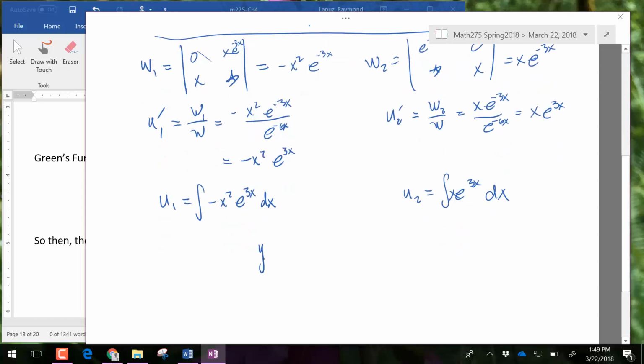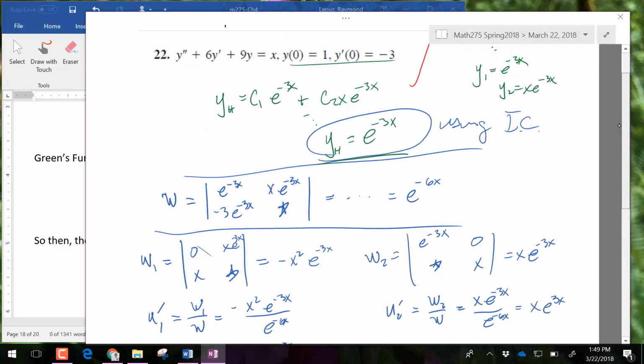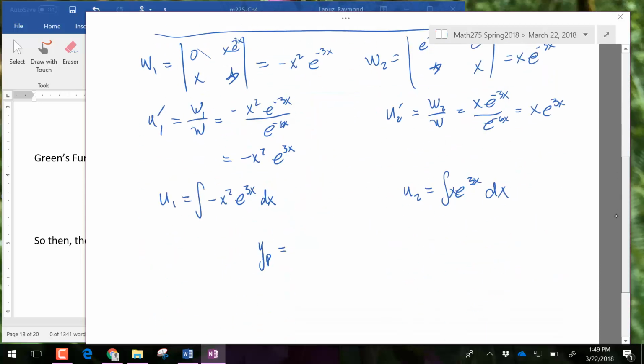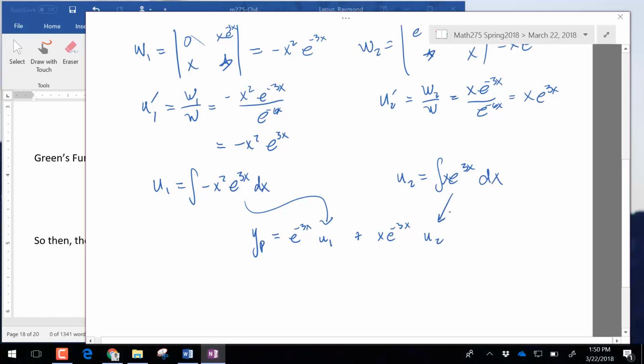And then your y particular is going to be y1 times whatever you get for this integral plus y2 times whatever you get for this integral, which is the same amount of work that we've done, except I don't know, this might look nicer because it's nice and compartmentalized.